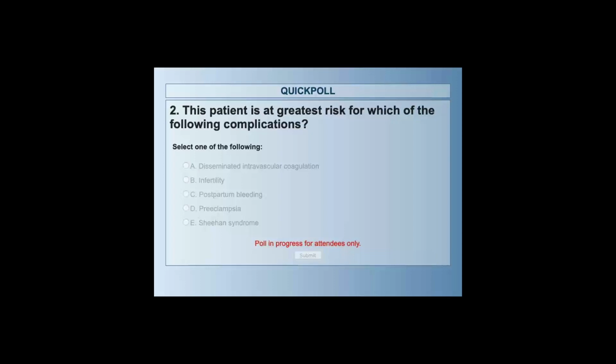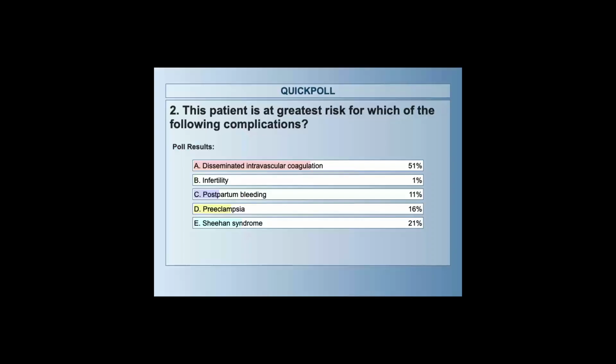I see a lot of people in the audience, even some veterans, jumping ahead and trying to answer the question before the answer choices have been revealed. I encourage you to stick to the process. Staying consistent is going to help you avoid mistakes on test day. And let's see what you selected.